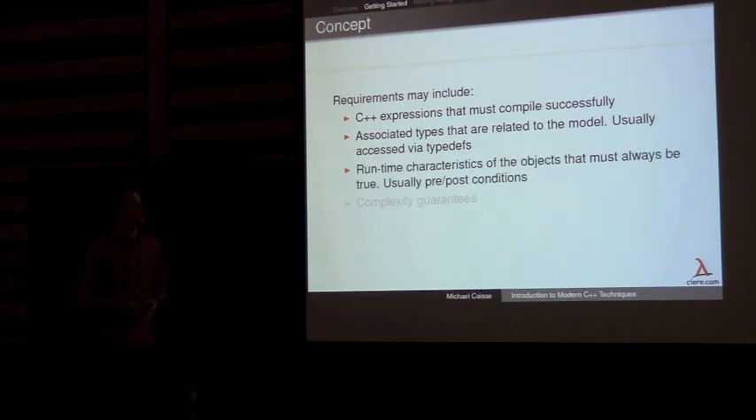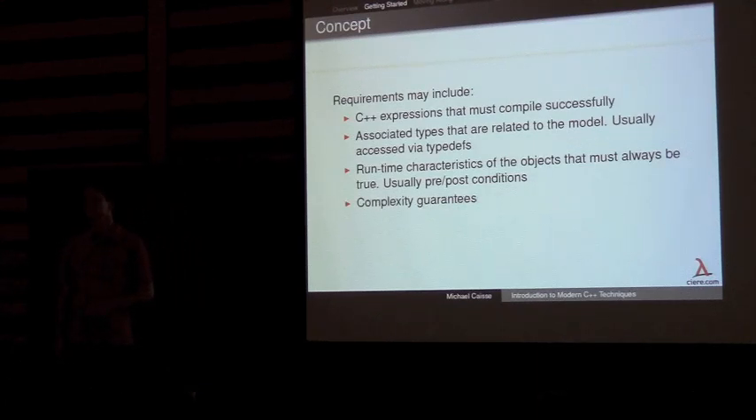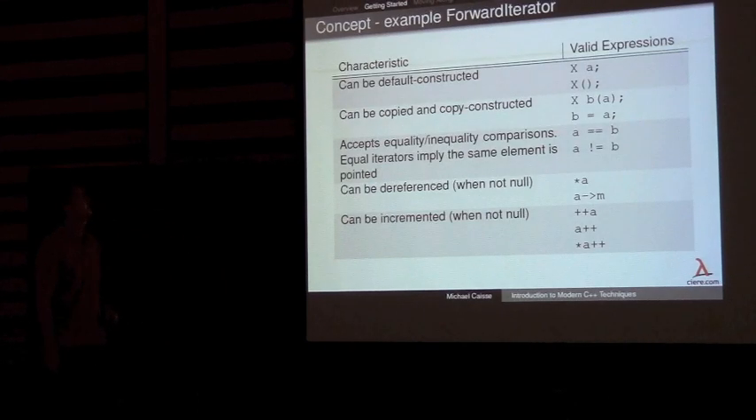Runtime characteristics of the objects that must always be true. Pre and post conditions. And complexity guarantees. So templates are really cool, but if we don't have a way to talk about what the requirements are on the types, then we can't communicate that to someone else. So let's take a look at an example of this: the forward iterator.